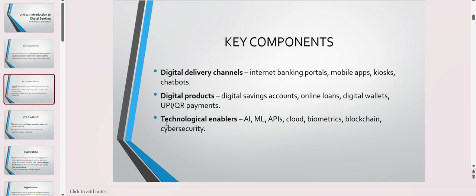Then the third thing is technology enablers. Then it is artificial intelligence, machine learning, APIs, cloud, biometrics, blockchain, cyber security. We have a separate unit for these things, so we will understand these things better there.